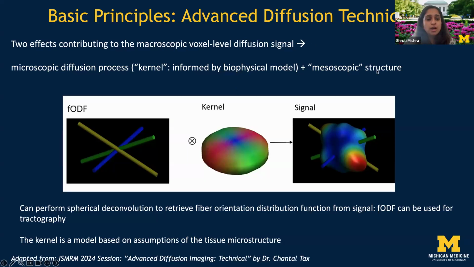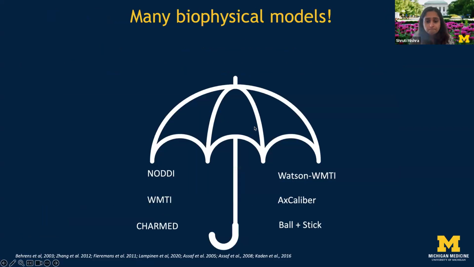This mesoscopic structure is reflected in the fiber orientation distribution function, which can be used for tractography, similar to how we do with DTI when we're interested in doing tractography. And the kernel is the biophysical model, or what's happening at the microstructural level, based on assumptions that we make about the tissue microstructure.